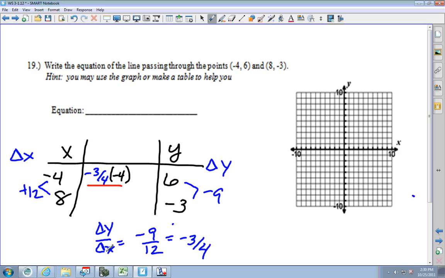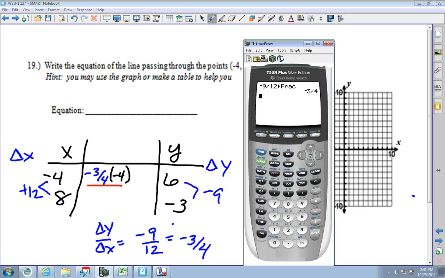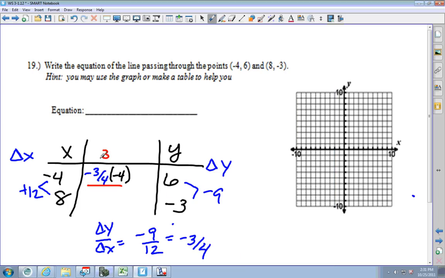Multiply these two together. If the fractions frustrate you, put in here negative 3 divide 4, and then in parentheses, put that negative 4 in there, and press enter. It is 3. Okay, so this is 3. What do you have to do to 3 to get to 6? Add 3. Y equals negative 3/4 x plus 3.